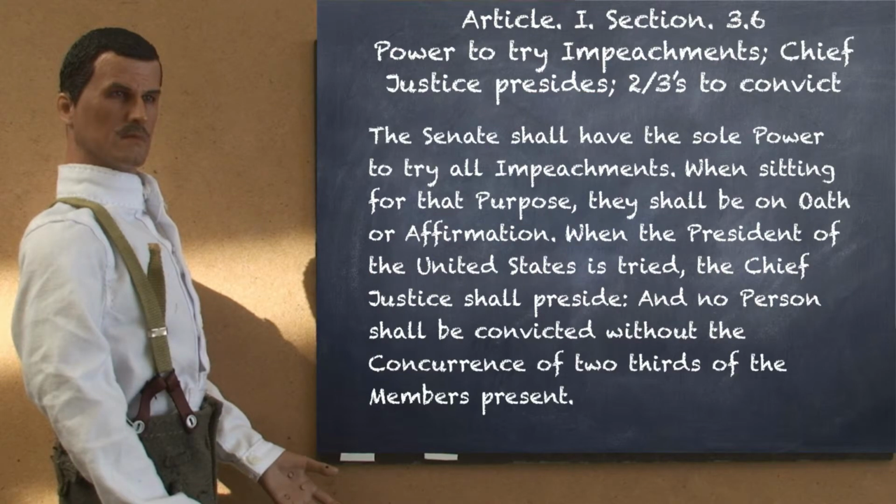Okay, moving on to section 3.6. We're getting right down to the end here. This has to do with impeachments. And it says, the Senate shall have the sole power to try all impeachments. When sitting for that purpose, they shall be on oath or affirmation. When the President of the United States is tried, the Chief Justice shall preside, and no person shall be convicted without the concurrence of 2/3 of the members present. So this clause gives them the power to convict the President or any officer on impeachment. And it says specifically that when the President is impeached and being tried, the Chief Justice of the Supreme Court presides over it. But for other people, it doesn't have to be the Chief Justice. It could be someone else.